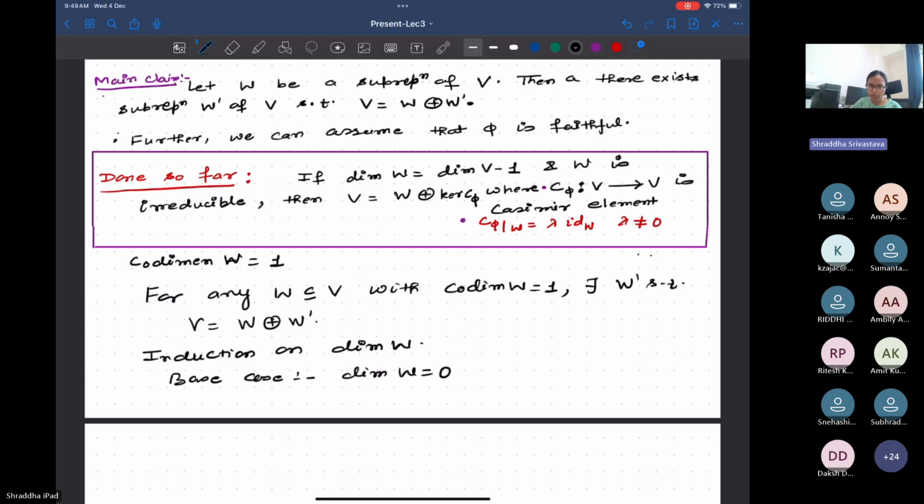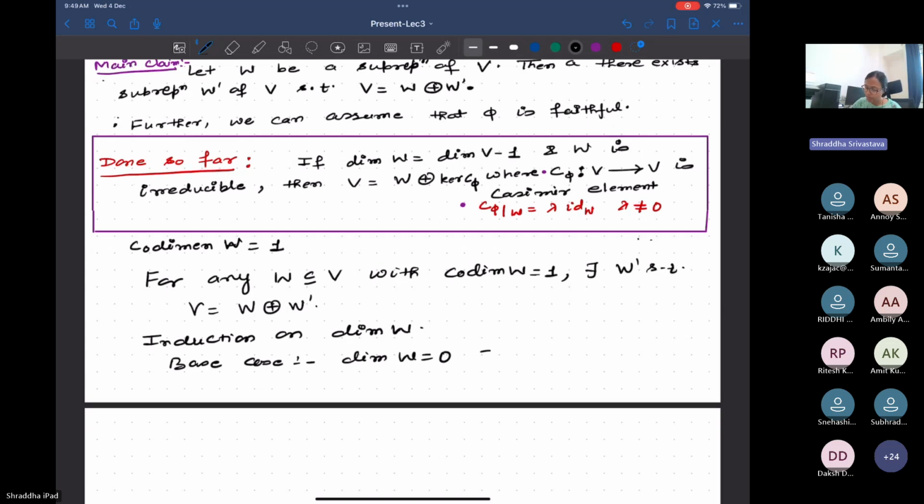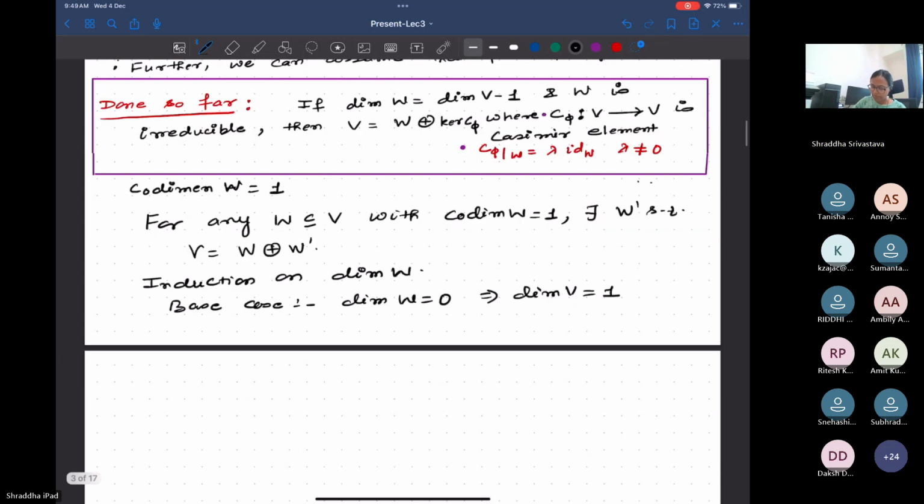If the dimension of W is 0, then in that case what happens? Then the dimension of V is 1. And by definition of a simple representation, every one dimensional representation is irreducible. So in that case, there is nothing to do, right? And so we are basically going to prove this by induction.